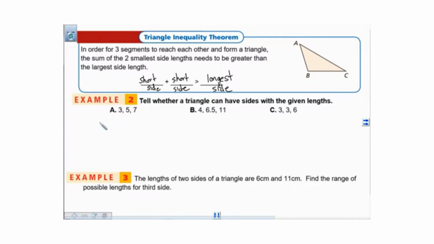If it's not, you don't have a triangle. So on this one, our smallest numbers are 3 and 5. We're going to add those together and see if it's greater than 7. 3 plus 5 is 8, and 8 is greater than 7. So this can be a triangle.